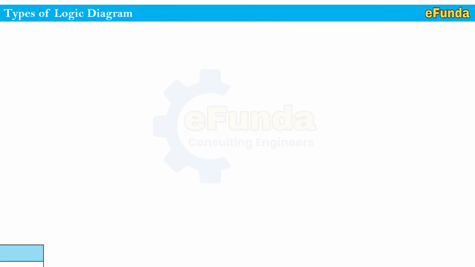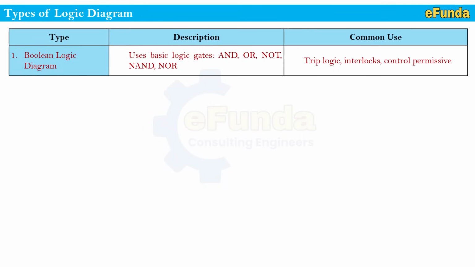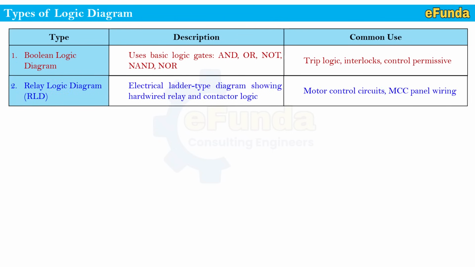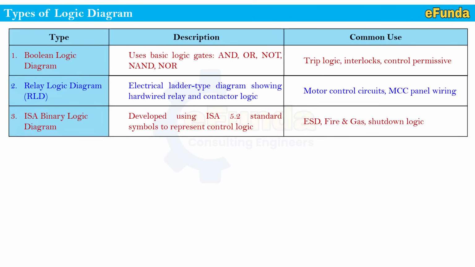First, Boolean logic diagram. Description: uses basic logic gates AND, OR, NOT, NAND, NOR, etc., and commonly used for trip logic, interlock, and control permissive. Second, relay logic diagram, that is RLD. Description: electrical ladder type diagram showing hardwired relay and contactor logic, mainly used for motor control circuit and MCC panel wiring.